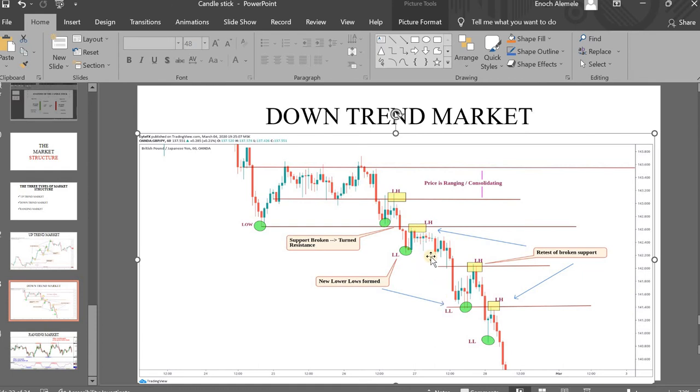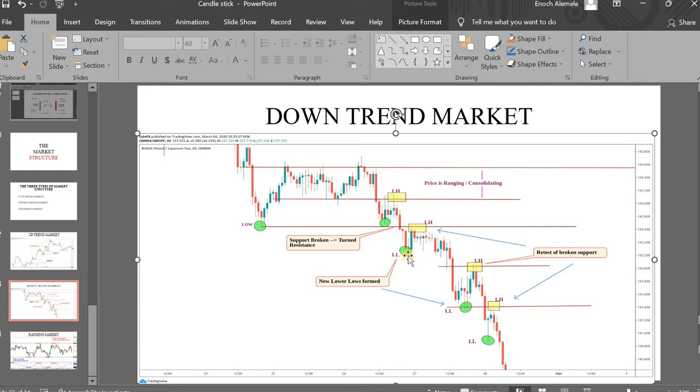Okay, so for those who are just joining, we are looking at the structure of the markets. I'm currently talking about the downtrend market. I think you can watch the video later for a better explanation. So what you do in a downtrend market is wait for price to break through the support to form a lower low, and then as it retraces back to the previous support, which is now serving as a resistance, you sell at this point.